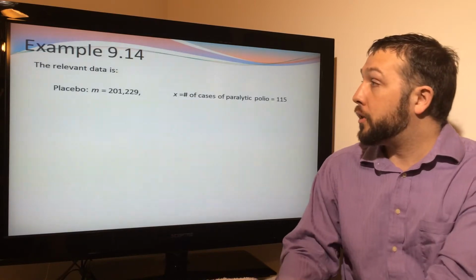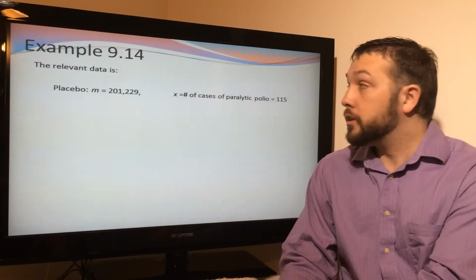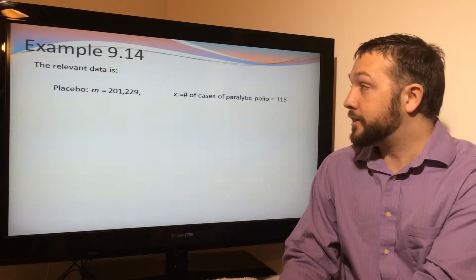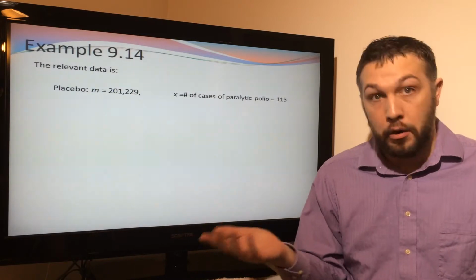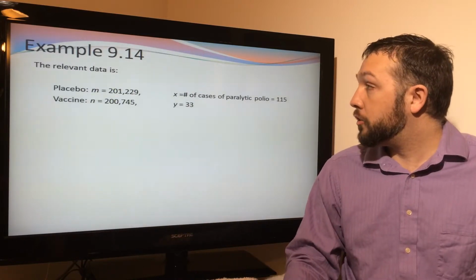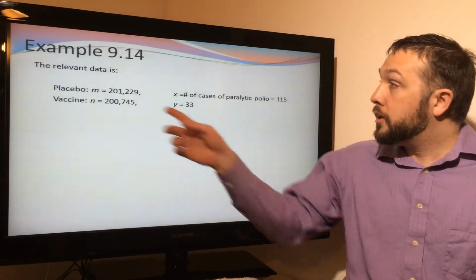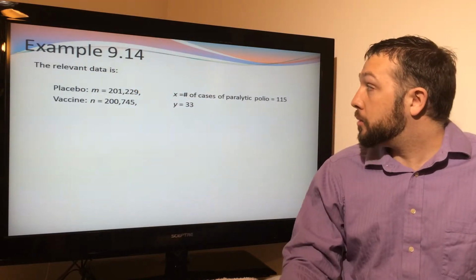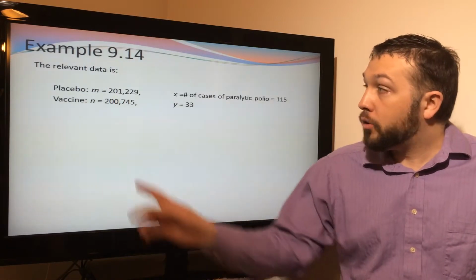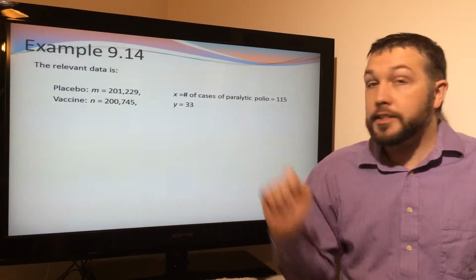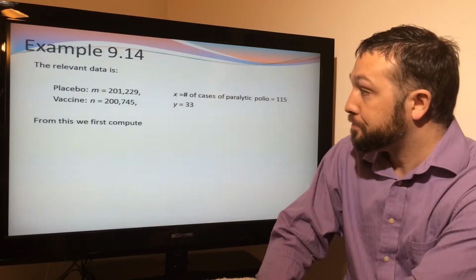So let's pull over the relevant data. For the placebo group, 201,000 patients were actually examined, well over the 170,000. So we have a very nice, powerful test. We're going to know that P1 and P2 are different if they in fact are. The incidence count for the placebo group was 115. For the vaccine group, roughly the same sample size, but the incidence is already quite small. So this is looking good so far.